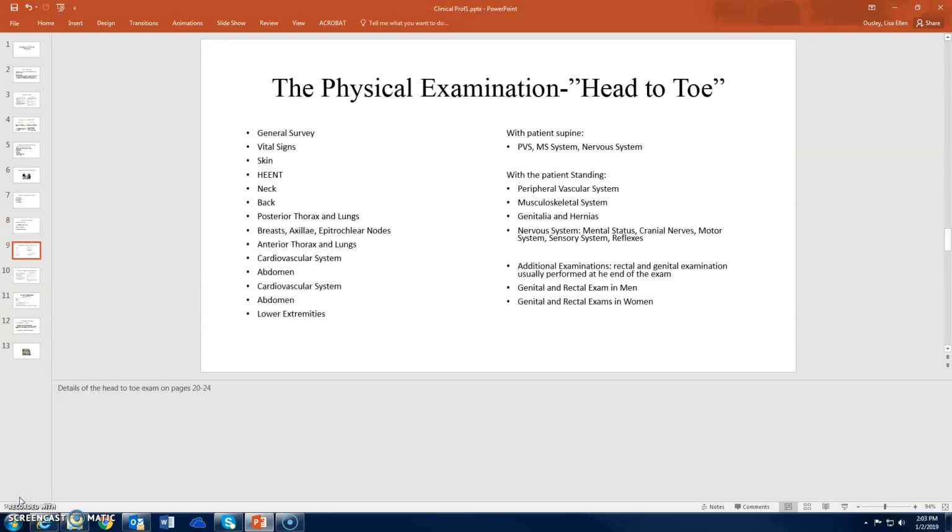This slide is simply a synopsis of the physical examination, head to toe, the comprehensive evaluation. If you will go into page 20 and go all the way through 24 in your Bates textbook, it will review it in detail.